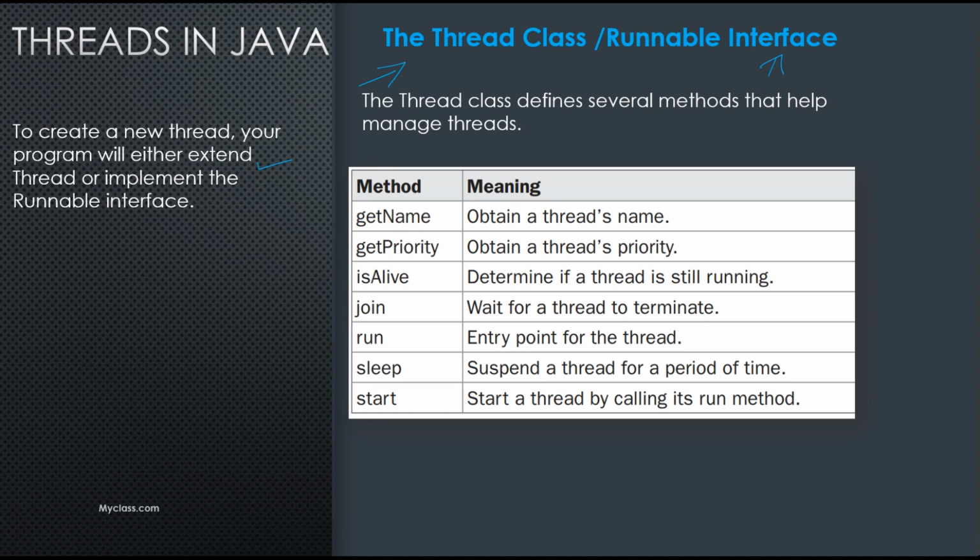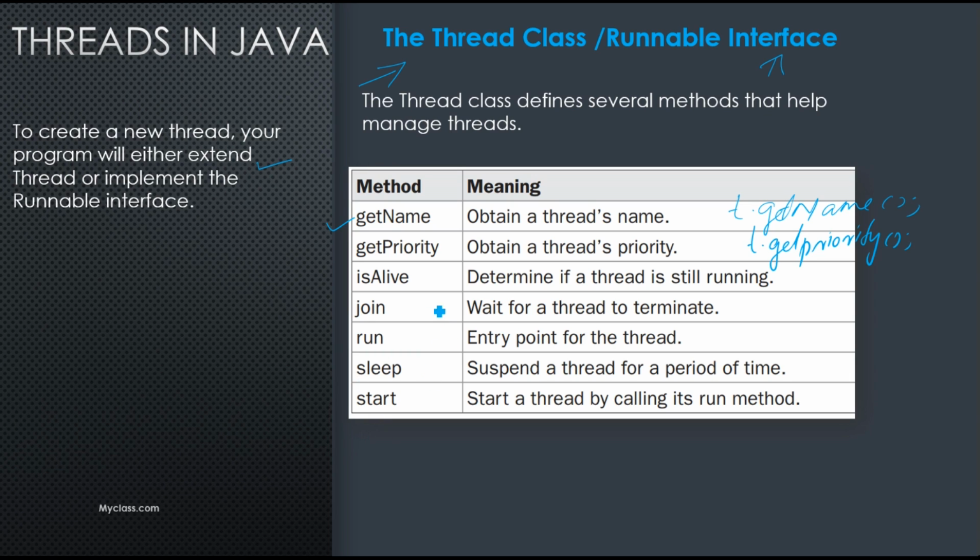Some of the main methods are getName. getName means obtain a thread's name. Like if a thread is t, then t.getName means we can get the name of that thread. getPriority: each thread has its own priority, which is a number, and that number can be obtained by using the getPriority method, like t.getPriority. When we write it in our code, it returns an integer value indicating the priority of that thread.